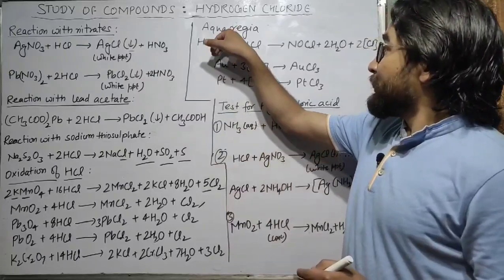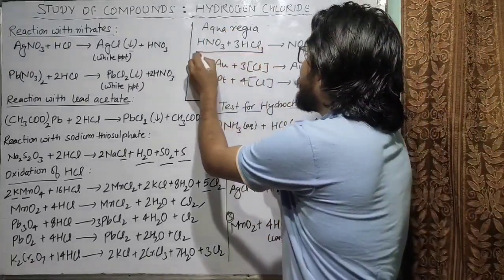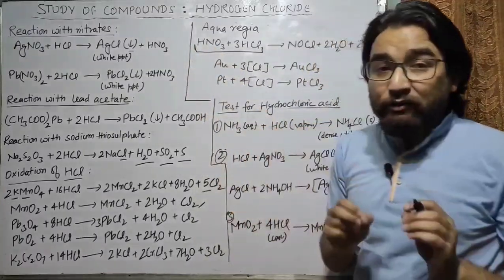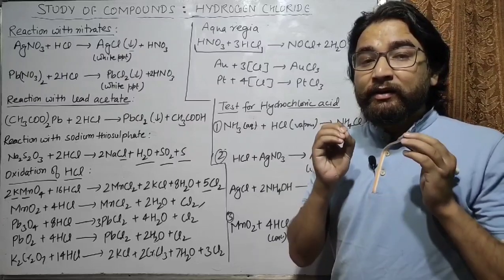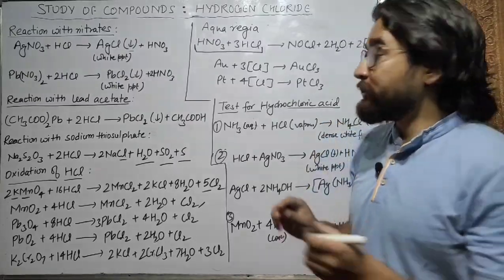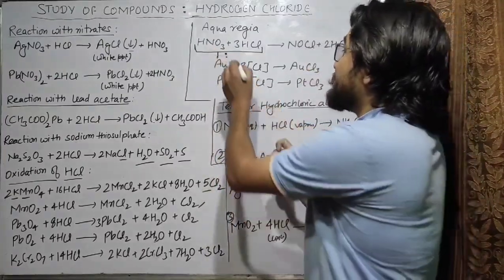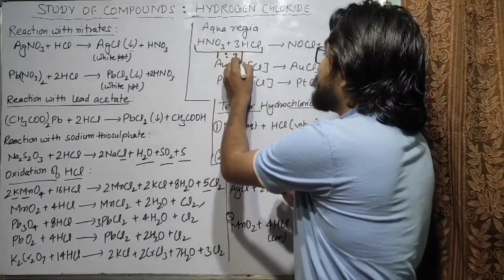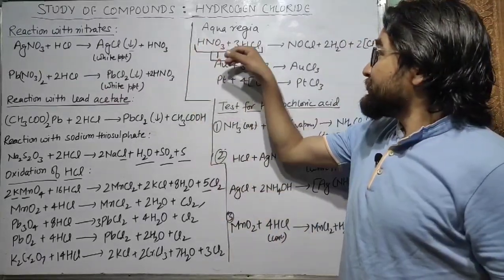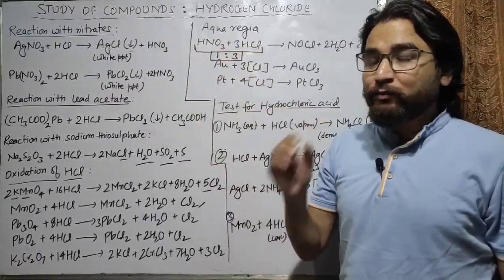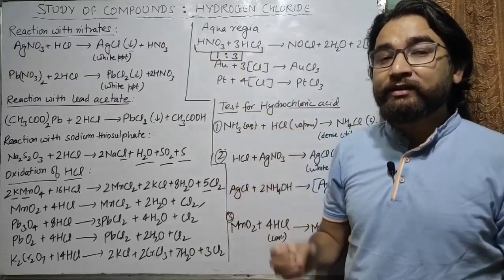Next is aqua regia. So what is aqua regia? Aqua regia is a mixture of nitric acid, that is HNO3, and hydrochloric acid in the ratio of 1:3. So we have to take 1 volume of nitric acid and 3 volumes of hydrochloric acid.